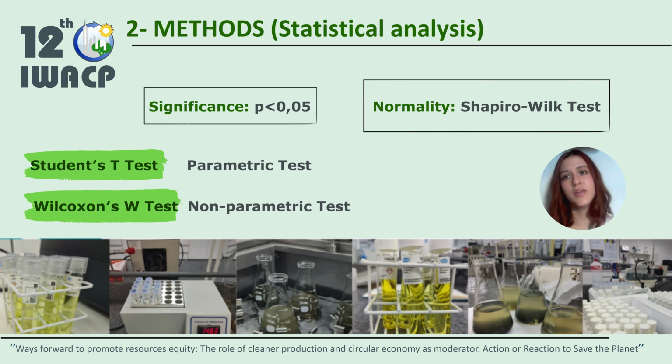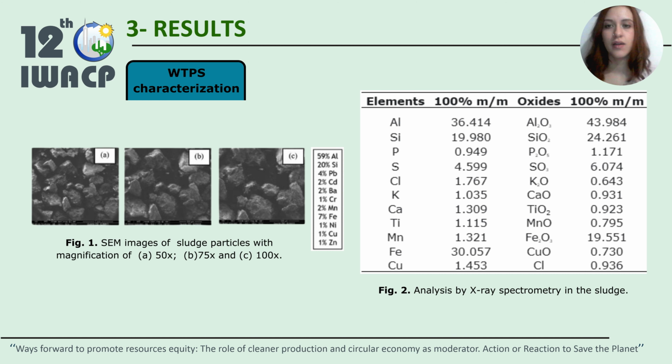A p-value of less than 0.05 was considered for statistical analysis, with normality tests carried out by Shapiro-Wilk. For parametric variables, the Student's t-test was applied, and for non-parametric variables, the Wilcoxon W-test.